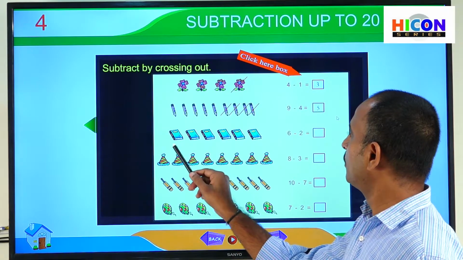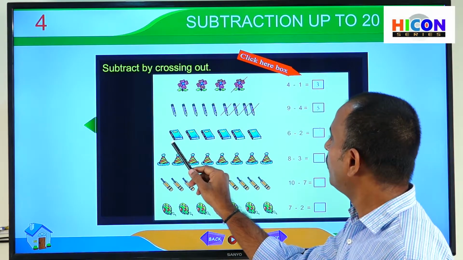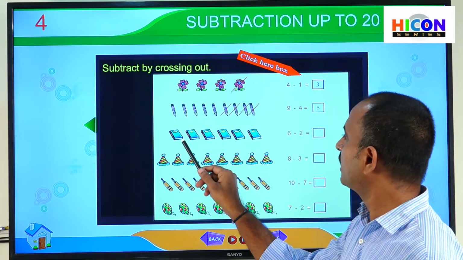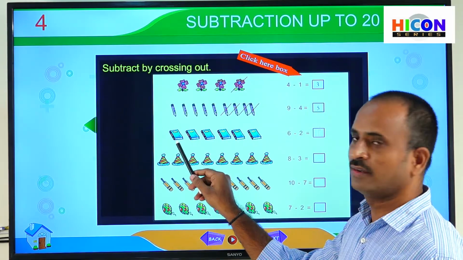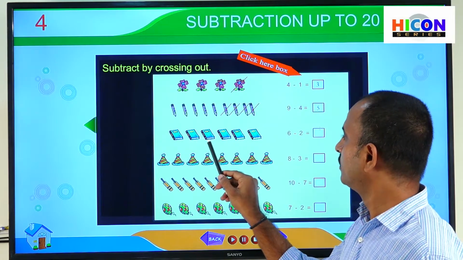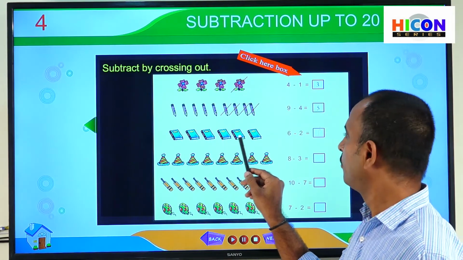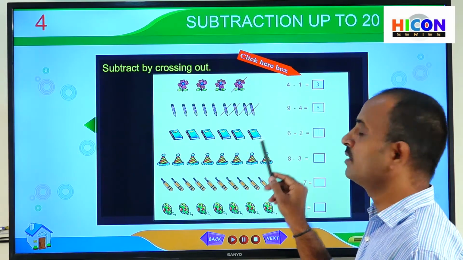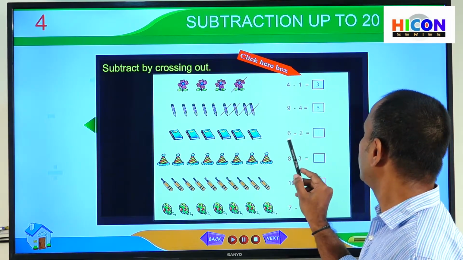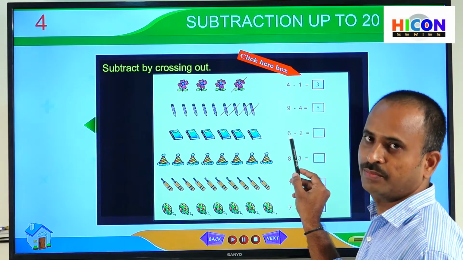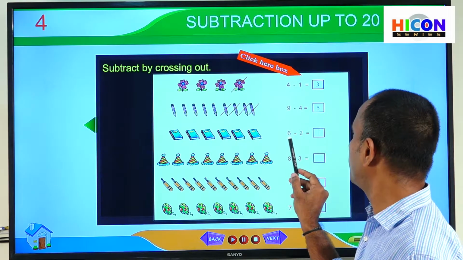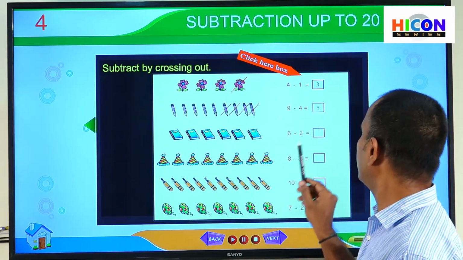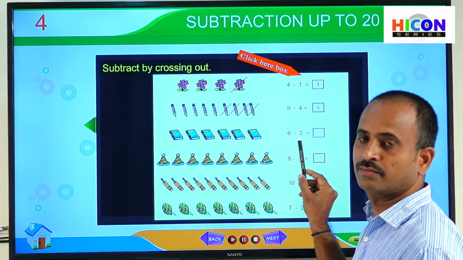So children, see the third problem. What are you observing here? These are books. How many books are given here? Let us count 1, 2, 3, 4, 5 and 6. So a total of 6 books are given in the third subtraction. That's why they have written 6 as the first number. This first number 6 represents the total number of books given. Next, what is the second number in the subtraction? 2.